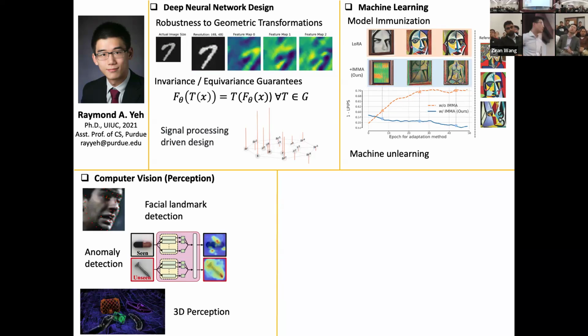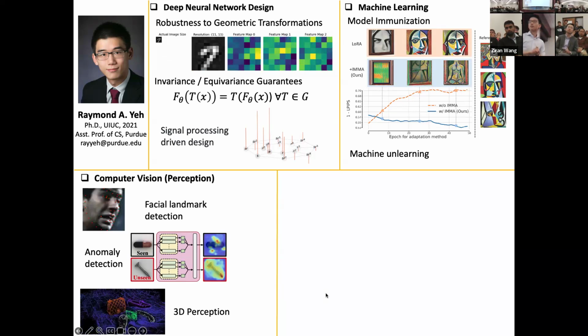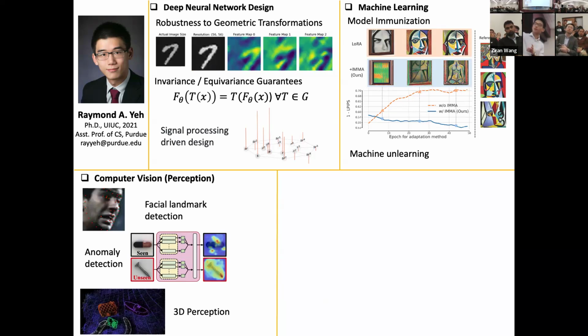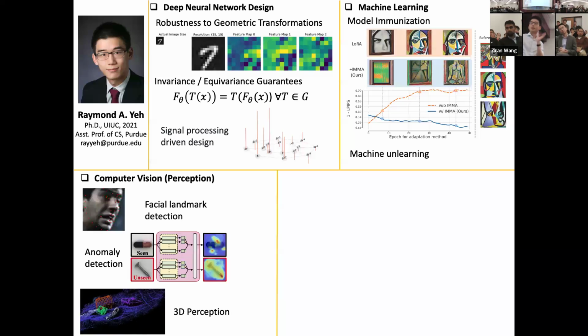Oh, and I also work on 3D. So this is just an example of 3D perception, where we try to build a semantic representation that also reflects the underlying 3D structure. So you can have joint understanding of 3D and some semantics.